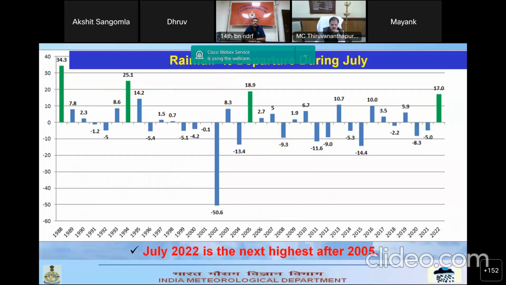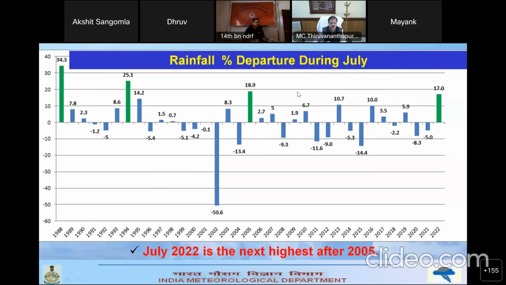Now, if I look at the rainfall during July for the recent years, say 1988 onwards, the rainfall departure this year was about 17%, actually 16.9%. And prior to that, if you look at these green bars, in 2005 it was 18.9%. So that means after 2005, this year we have got such a high excess rainfall in July.